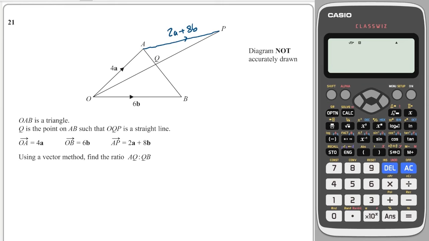So the first thing I'm going to do is work out an expression for a to b, and this is minus 4a plus 6b.